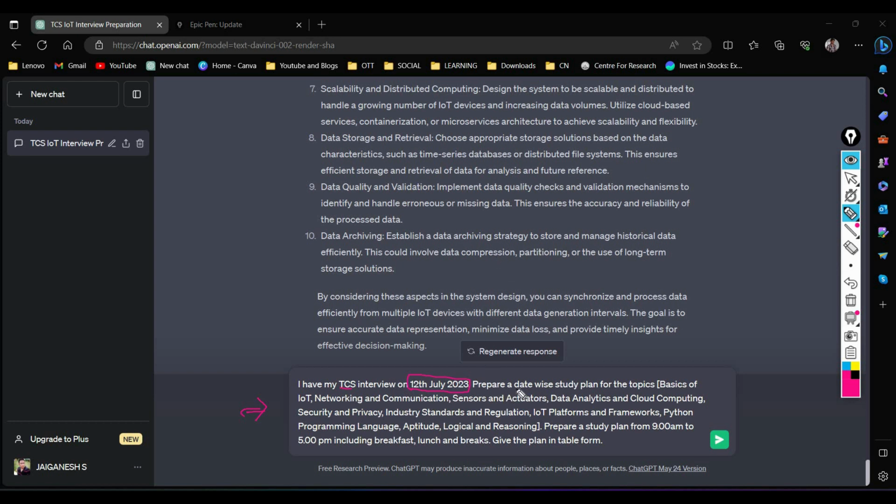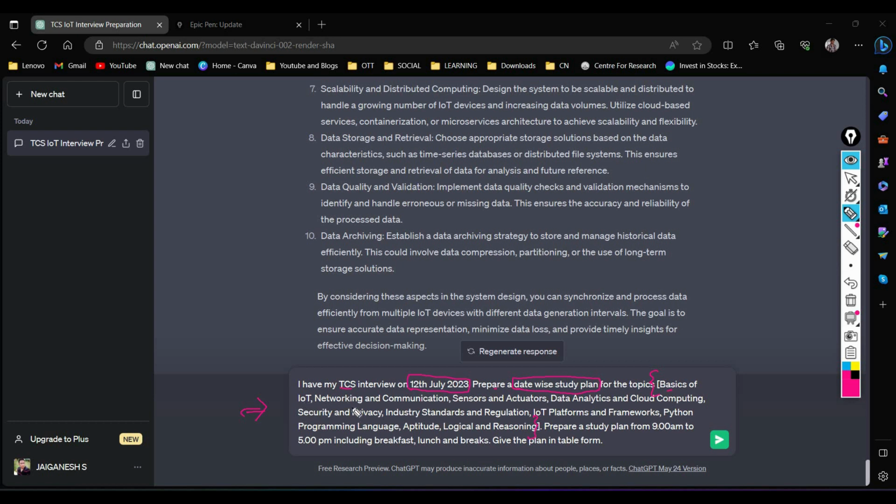And I'm asking my ChatGPT to prepare a date-wise study plan, because each and every day I need a study plan until I attend my interview. For the topics, I have already included all the topics which I wanted to prepare in my study plan. Do you remember, the first prompt gave us all the various areas with which we have to become familiar in the field of IoT. So I have included all the topics mentioned in the first prompt.